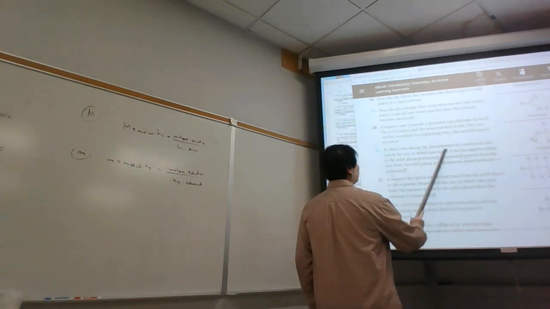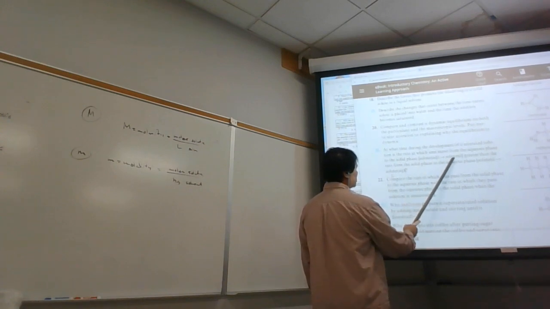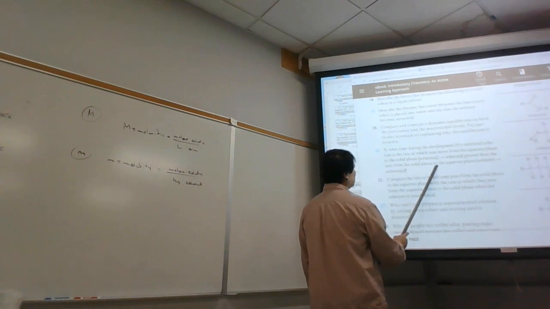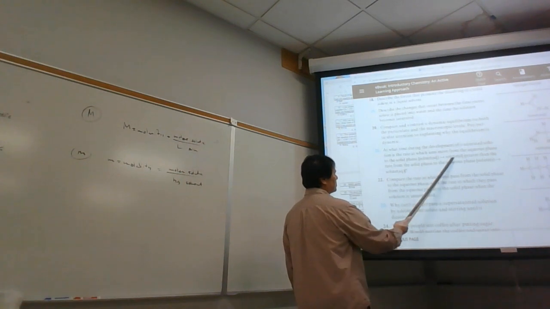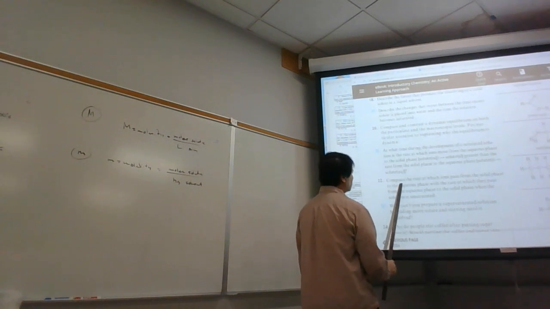At what time during the development of a saturated solution is the rate at which ions move from the aqueous phase to the solid phase greater than the rate from the solid phase to the aqueous phase? When it's supersaturated, we can get net precipitation. That's what we want to get things to precipitate.